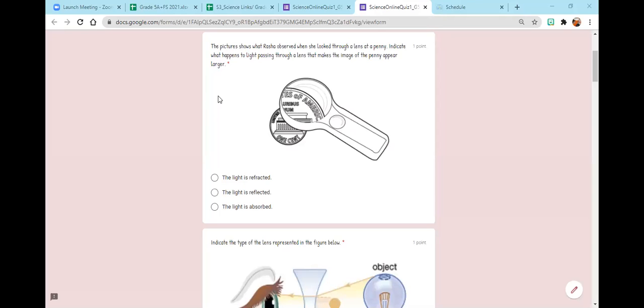The picture shows what Rasha observed when she looked through a lens at a penny. What happens to the light passing through a lens? Is it refraction happening, reflection happening, or absorption? Reflection, refraction, or absorption? What did you choose? Hassan Mughniye, Hussein Mughniye, and Marlon, Celine, Selena. Refract.